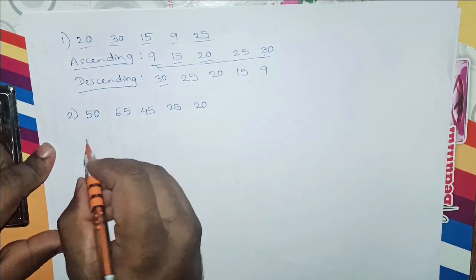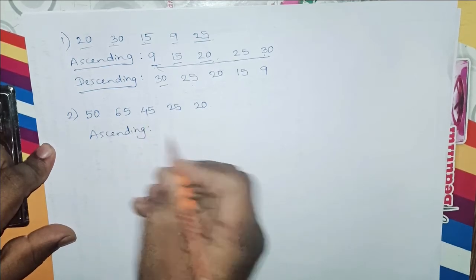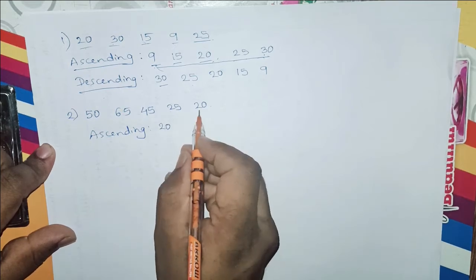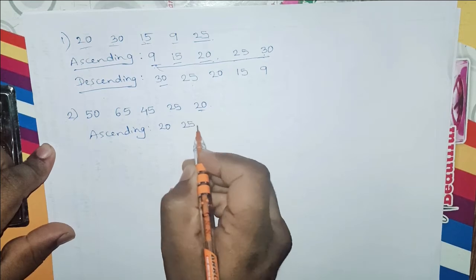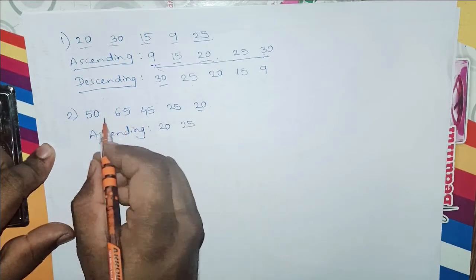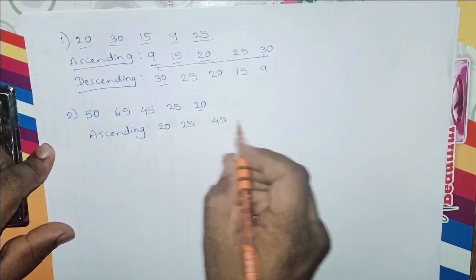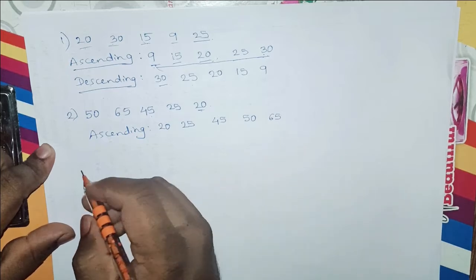Okay, so try to write this in ascending form. Which is the smallest one? 20. After 20, which is the next smallest? 25. After that, 45. Then 50. Then comes 65.